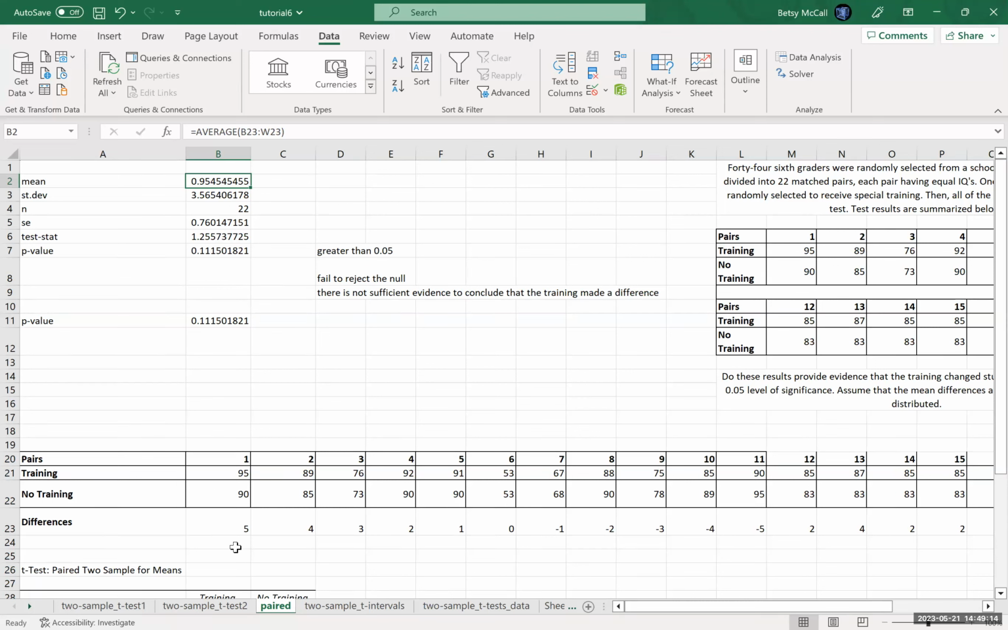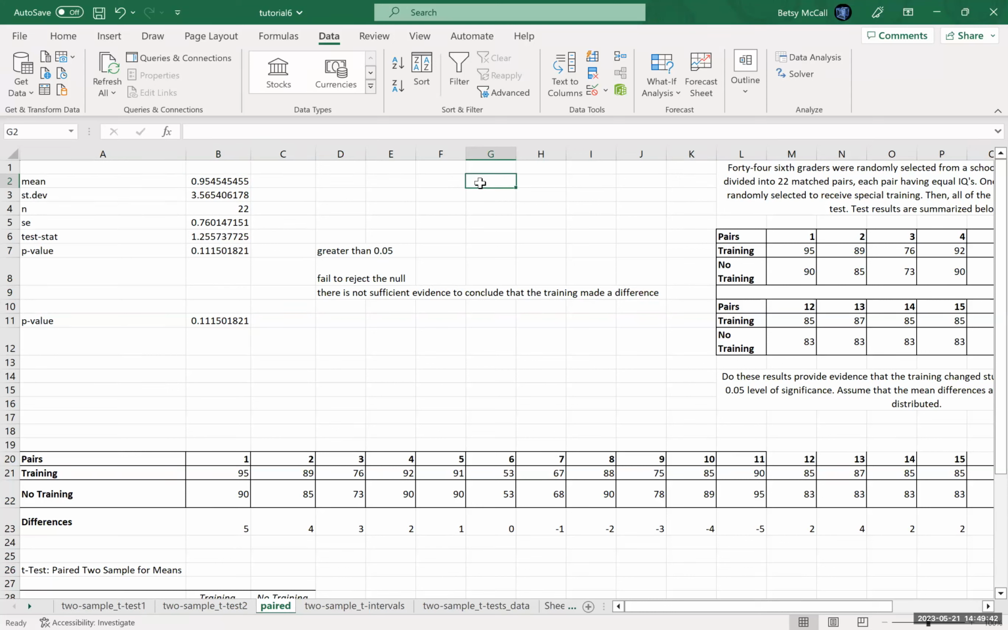And actually, we calculated the differences first. That's this. And then we went ahead and calculated on this difference data the differences for each of the pairs of our students. And then we can use this mean and standard deviation data and the standard error data to then go ahead and calculate a confidence interval.